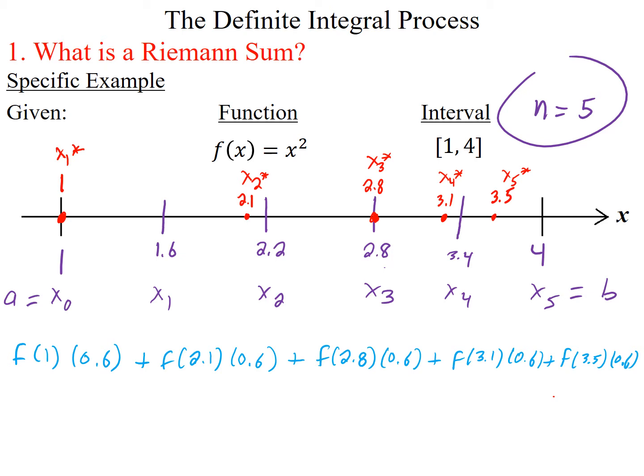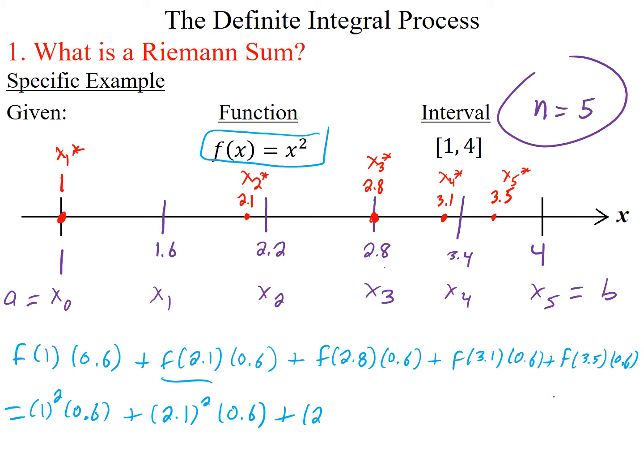So remember, the function in this problem is x squared. But a different function, things would be different. But what does it mean when you plug into x squared? You just square the thing you're plugging in. So the first term is going to be 1 squared times 0.6. What's f of 2.1? That's going to be 2.1 squared. Again, try not to think that, oh, it's always squared. It's not. It's squared because in this example, the function is x squared. If the function was x cubed, that would say 2.1 cubed. Whatever the function is.